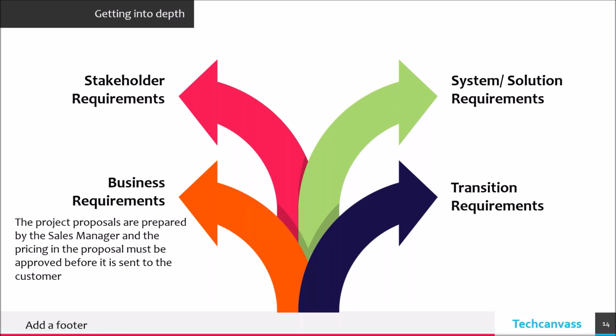So there is a proposal which is created by a sales manager. In the proposal, we have a pricing section which needs to be approved, and then after it is approved, the proposal is sent to the customer. Okay, that's the requirement. Now, in this case, we'll go in a little more formal way so that we also look at two other requirements modeling techniques.